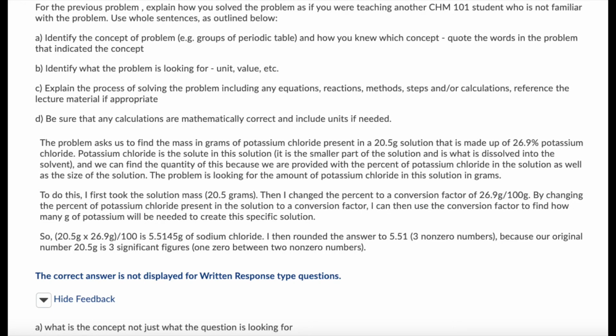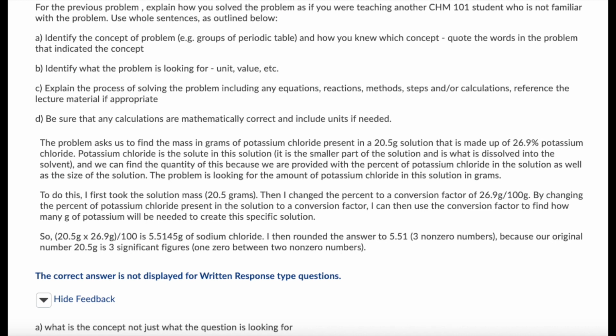Like I said here, it asks us to find the mass in grams of potassium chloride in a 20.5 gram solution that is made up of 26.9% potassium chloride. I'm going to read off what I said here and explain if I need to in between. Potassium chloride is the solute in the solution. It's the smaller part of the solution and is what is dissolved into the solvent. We can find the quantity of this because we're provided with the percent of potassium chloride in the solution as well as the size of the solution. The problem is looking for the amount of potassium chloride in the solution in grams.